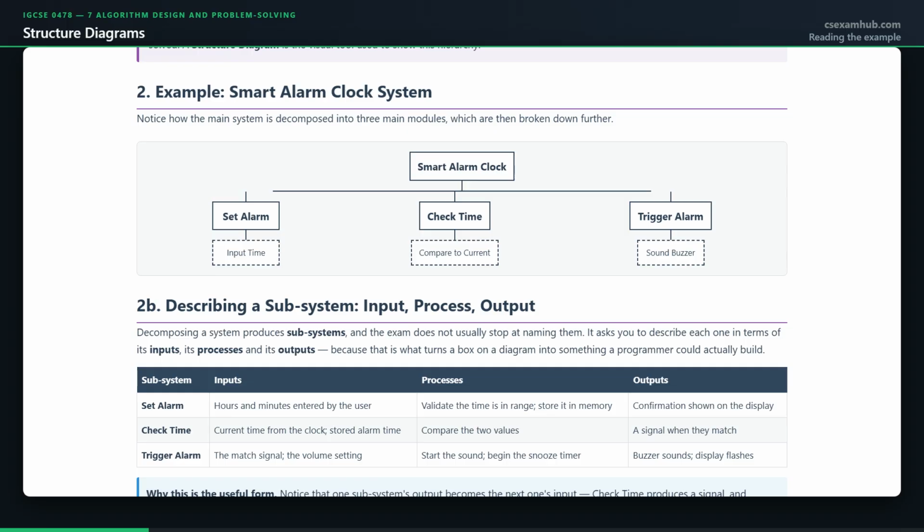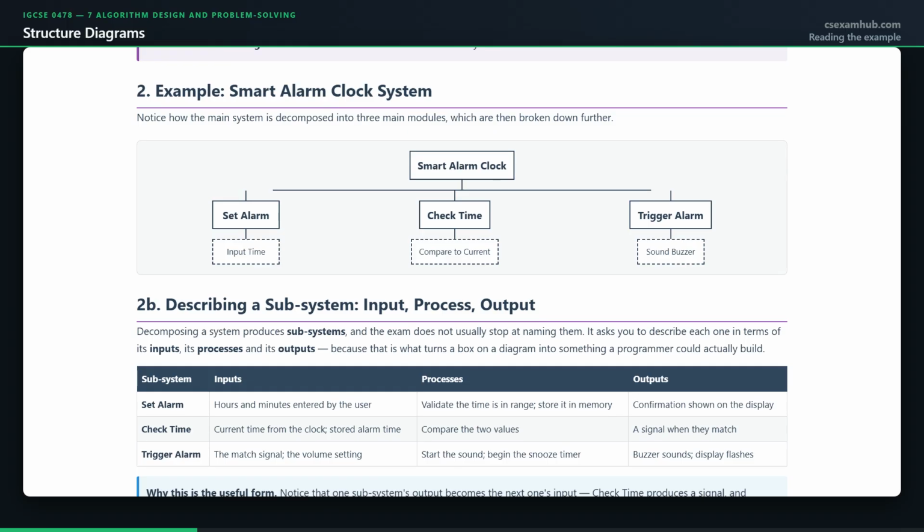Read it downwards and you are moving from what the system does to how it does it. Read it upwards and each level answers the question, why does this exist? That two-way readability is what makes a structure diagram useful for explaining a system to somebody, and it is also how you check your own. If a box's parent does not explain why the box exists, it is in the wrong place.